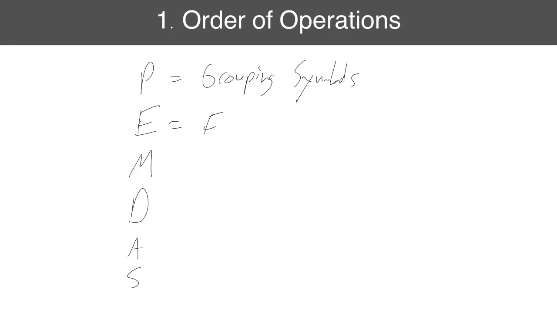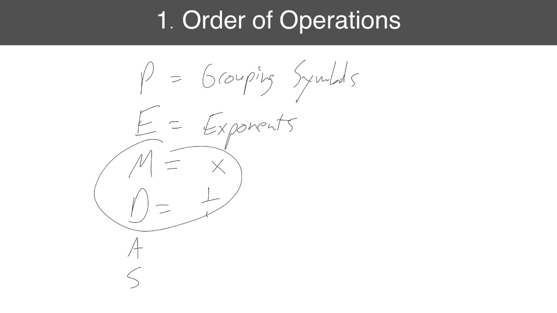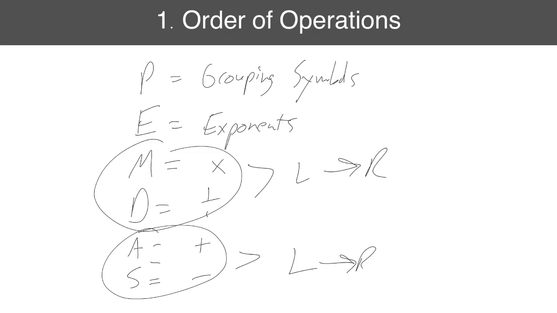E stands for your exponents. M and D was multiply and divide, but remember, you do these from left to right. And then A and S stood for adding and subtracting, but again, remember, you do these from left to right. So basically what it comes down to is you do anything inside grouping symbols first, then you do your exponents, then you multiply and divide from left to right, then you add or subtract from left to right.